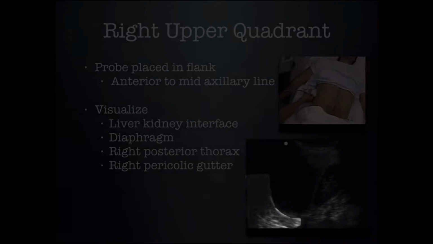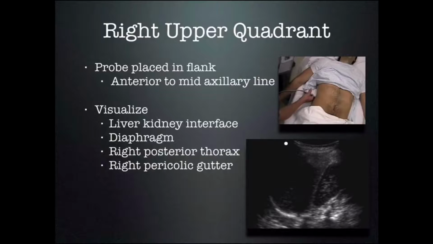We look above the diaphragm, and this is the hemithorax, or this is into the chest cavity. Notice that it is fairly bright. This is a mirror artifact of the liver, so it should look somewhat like the liver. Fluid would be black. The paracolic gutter is at the inferior pole of the kidney, and we'll see an example of that in just a minute.